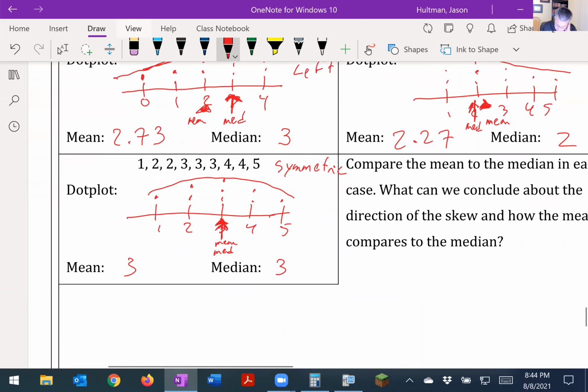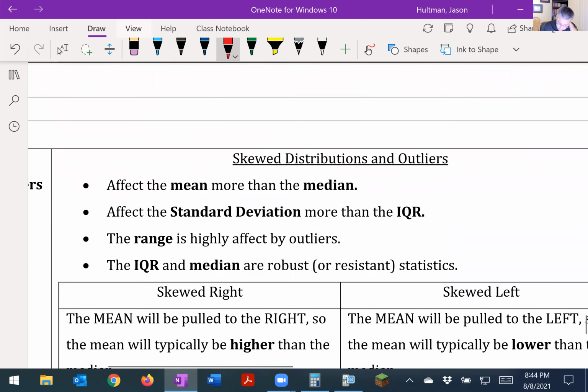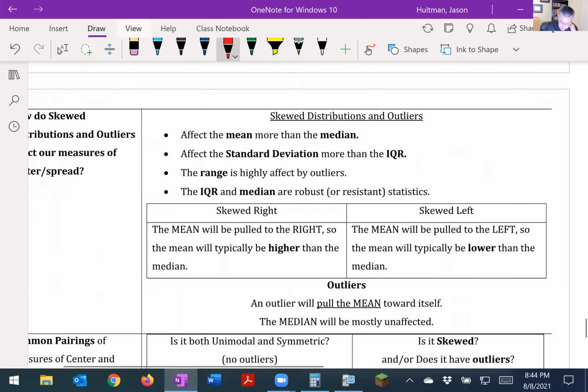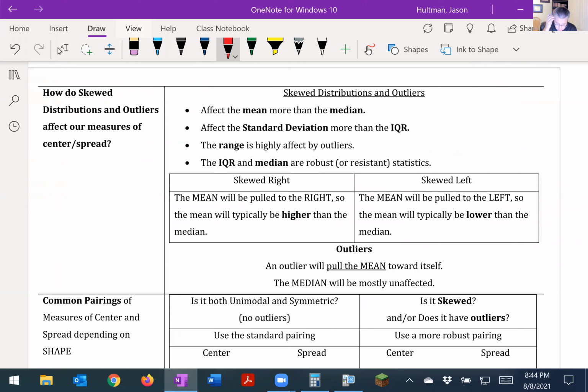Okay, that next page kind of sums this up. It says, how do skew distributions and outliers affect your measures of center and spread? They affect the mean more than the median. They affect the standard deviation more than the IQR. The range is highly affected by outliers. That's correct. The IQR and the median are robust or resistant statistics.